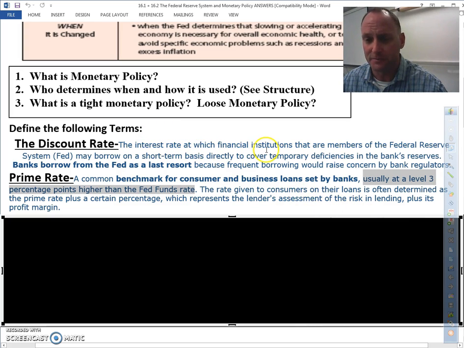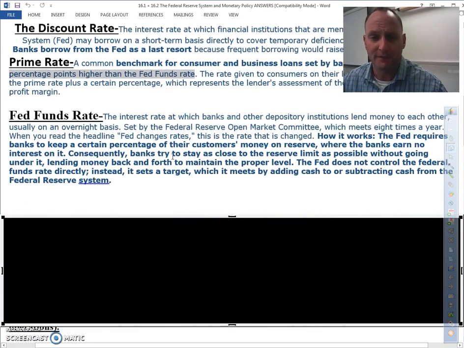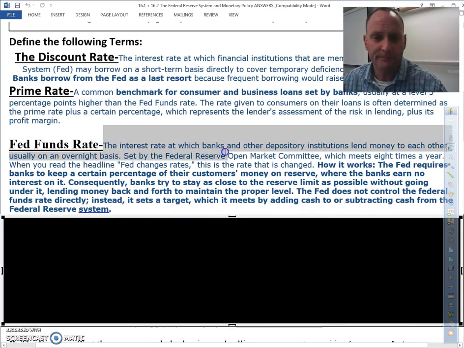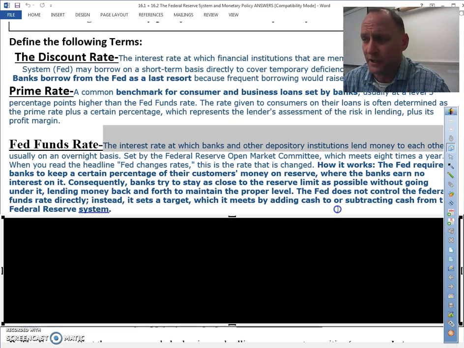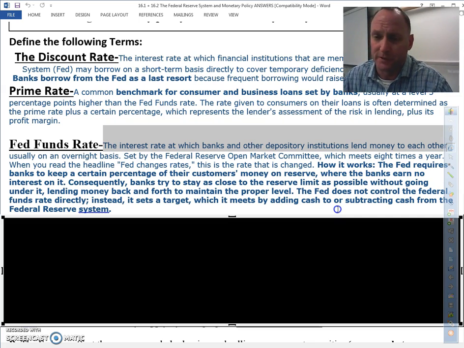The discount rate is member banks borrowing from the Fed. And then the Fed funds rate, and again, don't write all this down, is the interest rate at which depository institutions lend money to each other. So in other words, usually on an overnight basis, let's say Chase is low on currency, they borrow from PNC. And there's a rate that the Fed sets that the banks can borrow from each other. So, it's like, would you rather borrow from a friend or a stranger? Well, banks like to do business with other banks because they probably will be a little more kind.